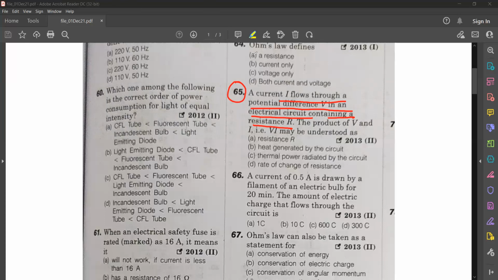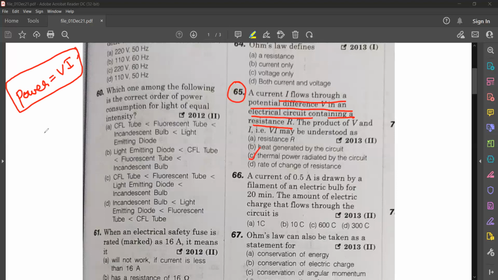See, they are asking you to find the product VI, isn't it? So V is potential difference, I is current. What is the product of potential difference and current? That is power, isn't it? We know the equation for power. Power is equal to VI. So the answer is option C, thermal power radiated by the circuit.